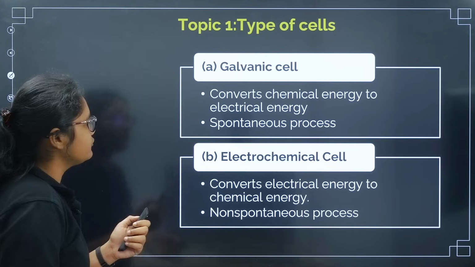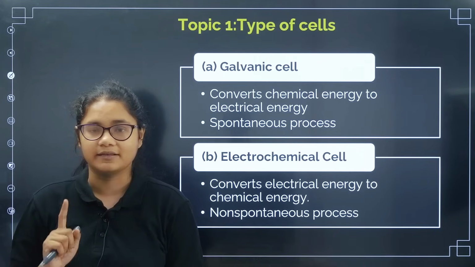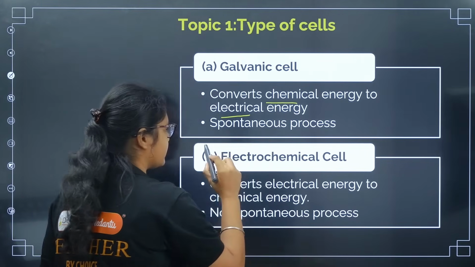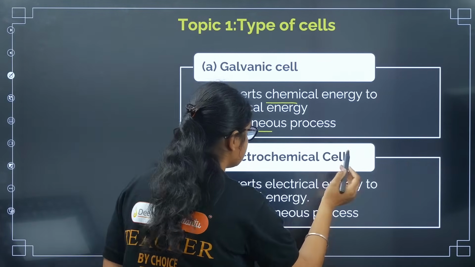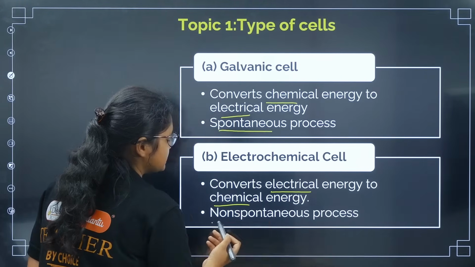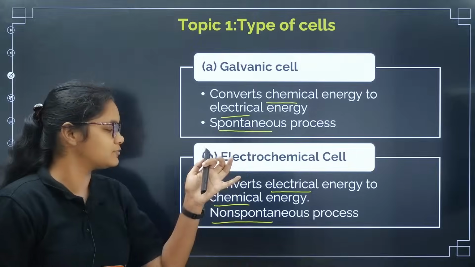Now if you see, in types of cells we have two types of cell. One is your galvanic cell and another is your electrolytic cell. Galvanic cell, what does it do? It converts chemical energy to electrical energy, and it is a spontaneous process. An electrolytic cell converts electrical energy to chemical energy, and it is a non-spontaneous process. Questions will not be asked from here.